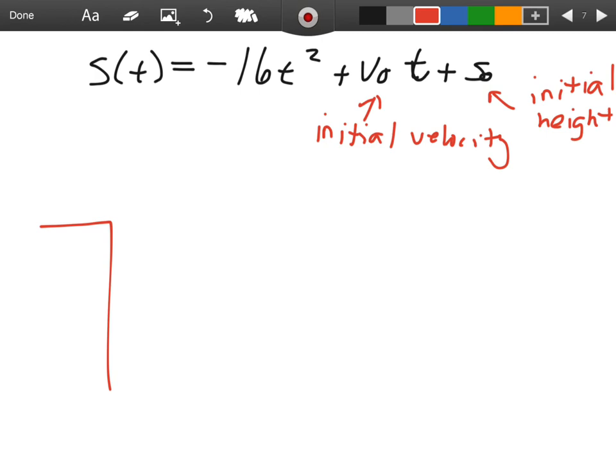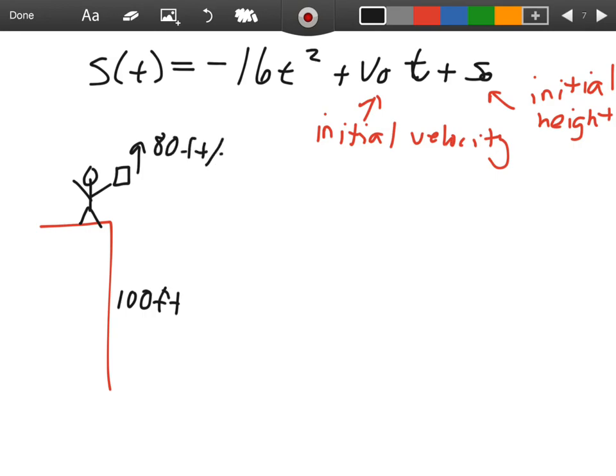Let's say you're standing on a cliff at the end of the semester because you're happy you're done with school, and you throw your math book off, and you throw it, you're at a height of 100 feet, and you throw it up at 80 feet per second. We want to know how long will it take to reach its maximum height, and what will that maximum height be? Well, we just plug everything into this formula, and we know that that maximum height is going to make a shape kind of like that, and we're going to find that guy, which is going to be the vertex.